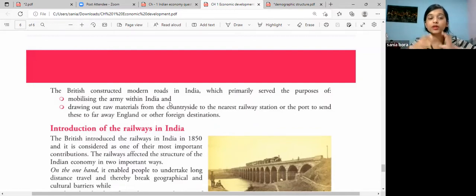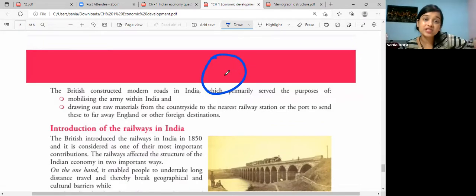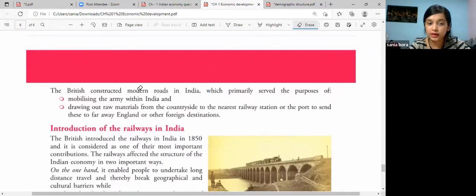See, for example, if there is any war or something, they wanted to mobilize the army. For example, if war is going on over here, they wanted Indian army, Indian people, to help them out. So in order to reach that place, you need good transportation, right? So that's why their first motive was to mobilize the army within India. Okay.